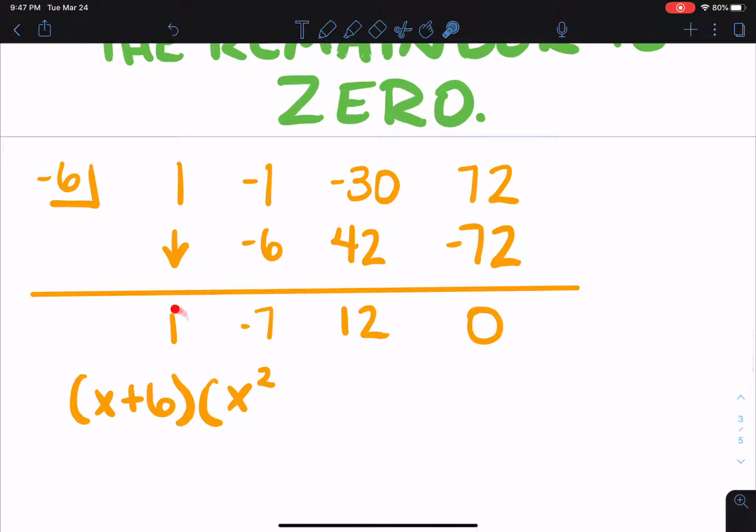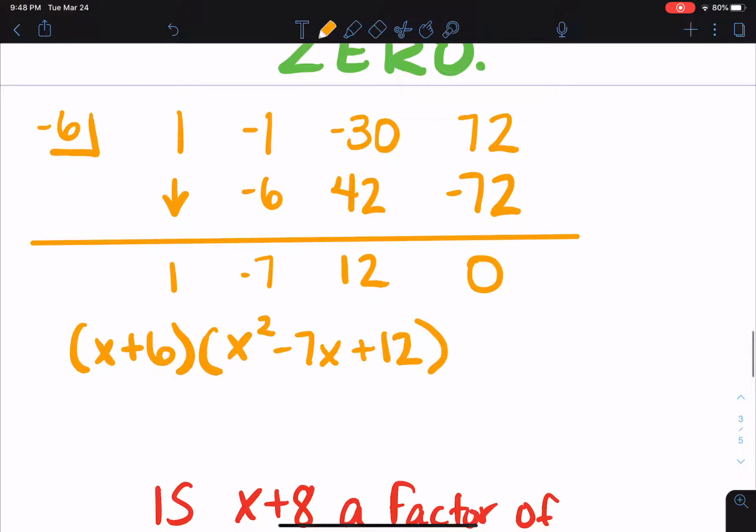So 1x squared minus 7x plus 12. Okay? So here is what this breaks down into. X plus 6 times x squared minus 7x plus 12.